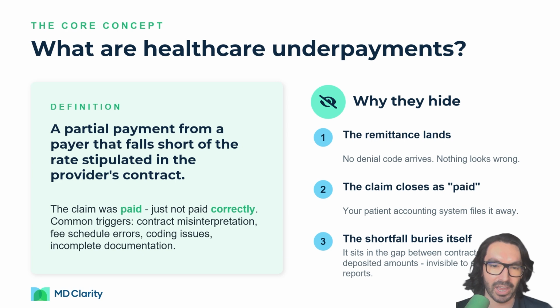When a claim is denied, the remittance arrives with an explicit denial code. Your system flags it. Your denial report catches it. Somebody works it. When a claim is underpaid, the remittance lands, the claim closes as paid in your patient accounting system, and the shortfall buries itself in the gap between the contracted amount and the deposited amount. No alarm goes off. No report flags it. The money simply never arrives, and nobody notices. That is why I call underpayments the hidden leak in the revenue cycle. They are structurally invisible to the tools most organizations rely on.